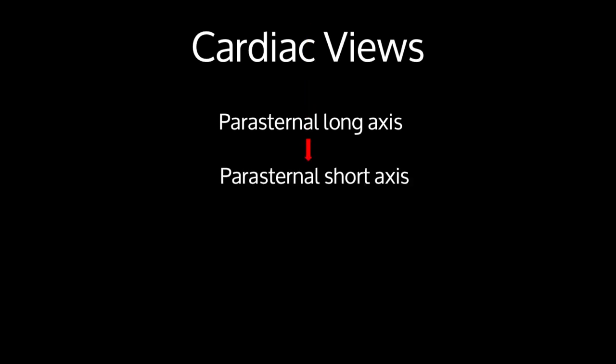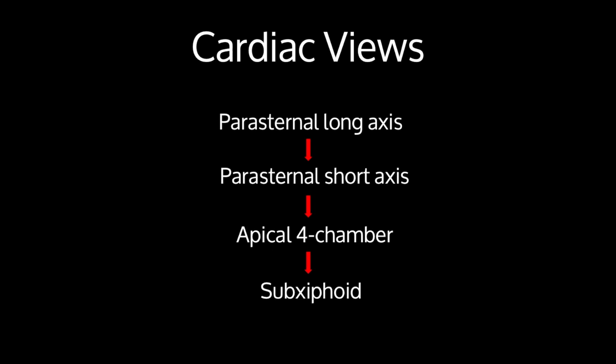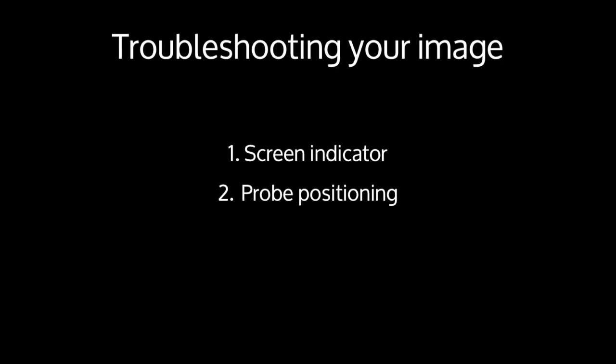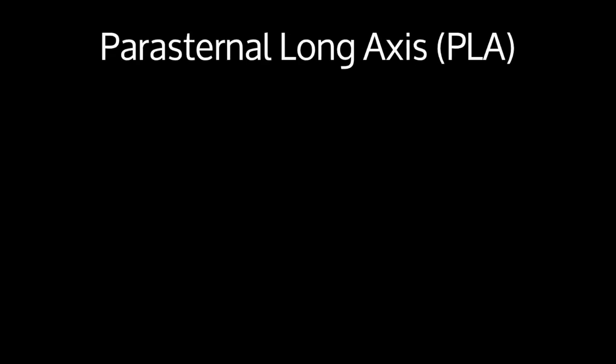All right, so that was a lot. We talked about the cardiac views forming a protocol that you go through each time so that you don't miss anything. Start in the parasternal long axis view, rotate 90 degrees to the parasternal short axis view, go down to the apex for the apical four-chamber view, then, assuming an overhand approach, go to the subxiphoid view. We talked about troubleshooting your image. First, check the screen indicator, then check the probe positioning. Then if that doesn't work, put the patient in a left lateral decubitus if the patient is able to do so. To remember the parasternal long axis view, remember the 3 L's to success.